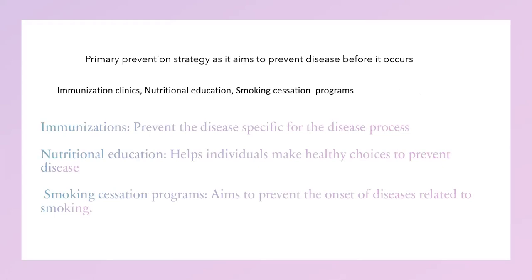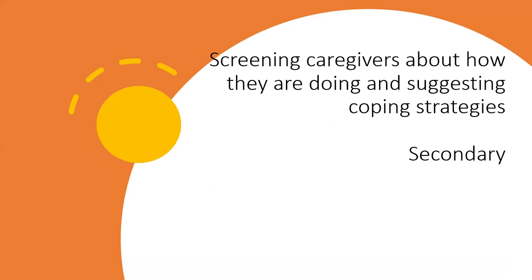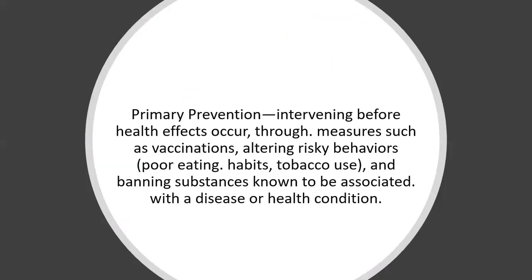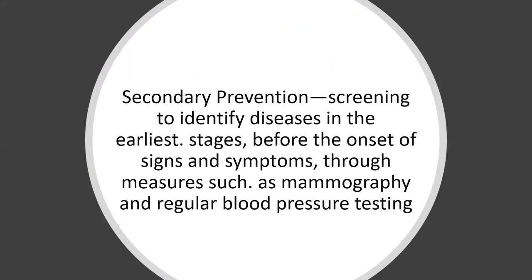Okay. It aims to prevent onset of diseases related to smoking. The nutritional education helps individuals make healthy choices to prevent disease. And of course, the immunizations prevent the disease that's specific to that immunization. Okay. We're screening caregivers about how they're doing and suggesting coping strategies. Secondary. Okay. This is just a review over the different levels of prevention.